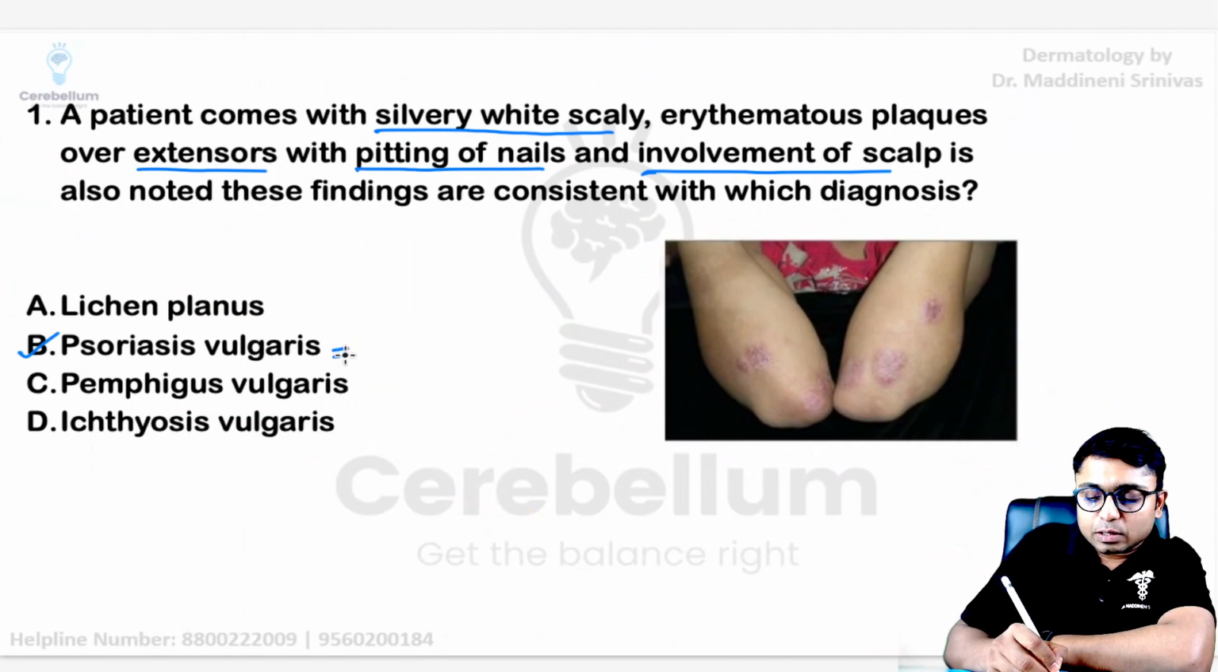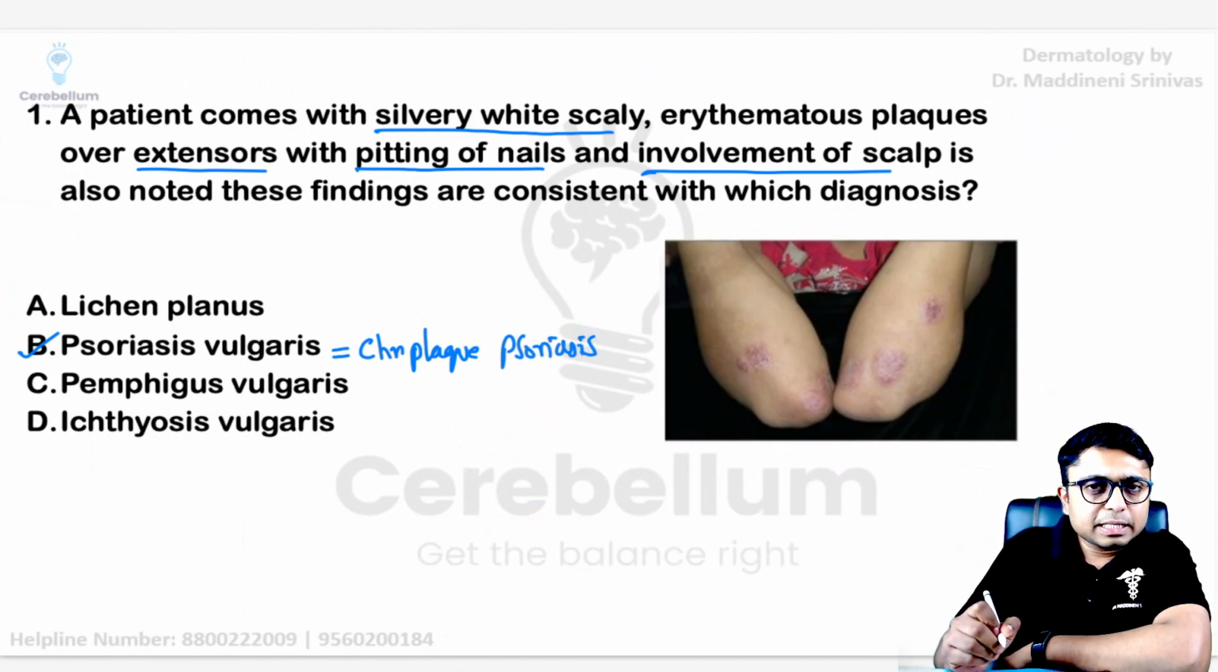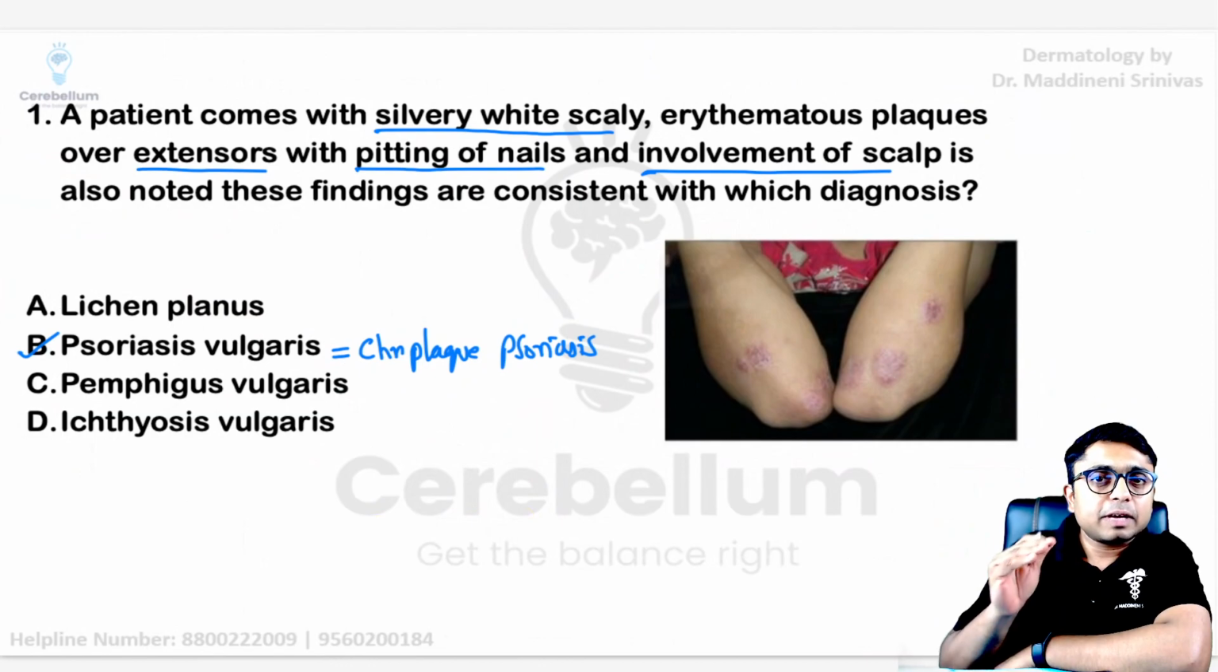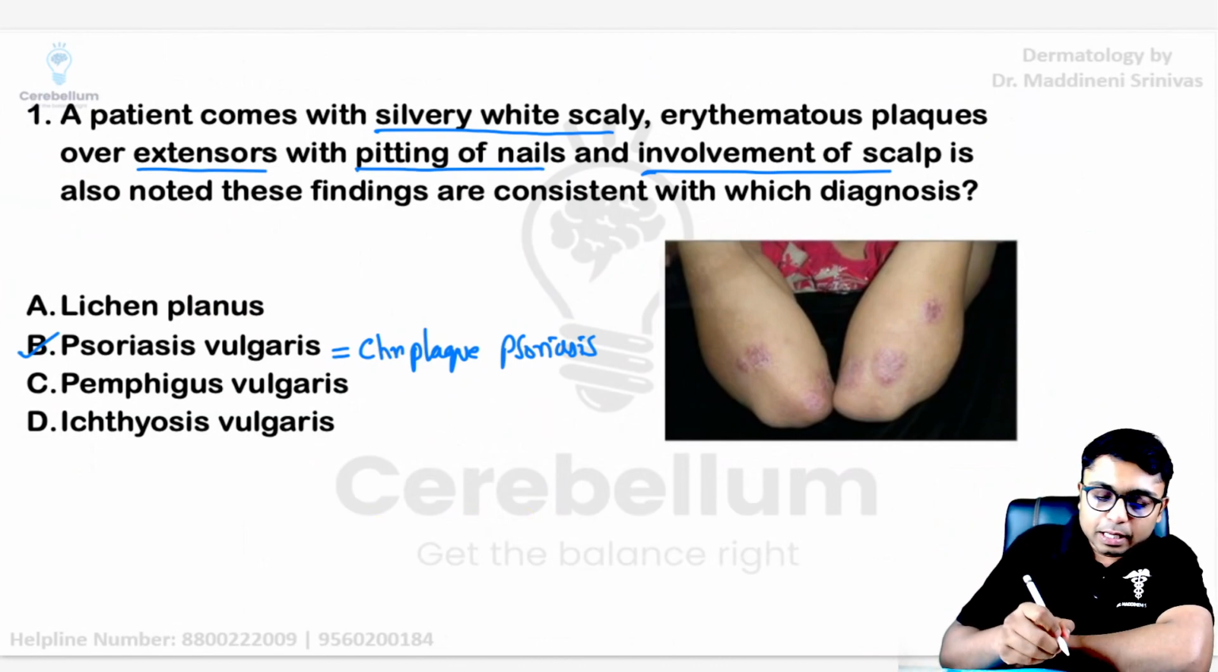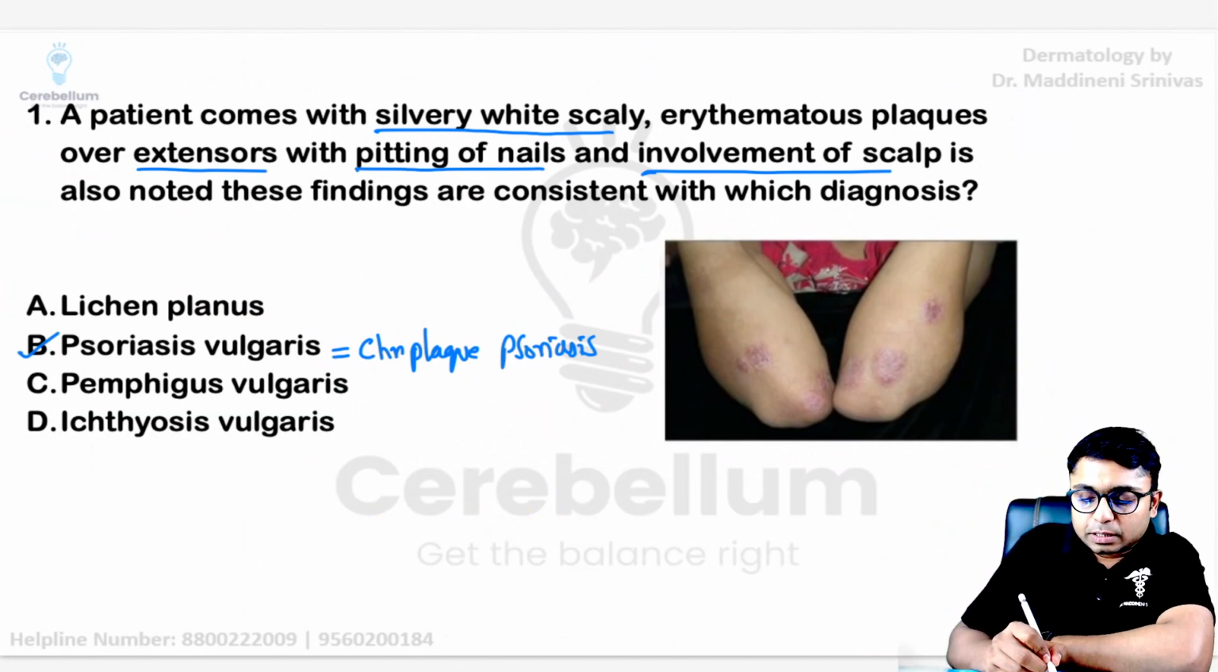Psoriasis vulgaris is also called chronic plaque psoriasis. So that is the other name. Vulgaris, remember, wherever it is there, it simply means that it is the most common manifestation of that particular condition. So you can see other options.